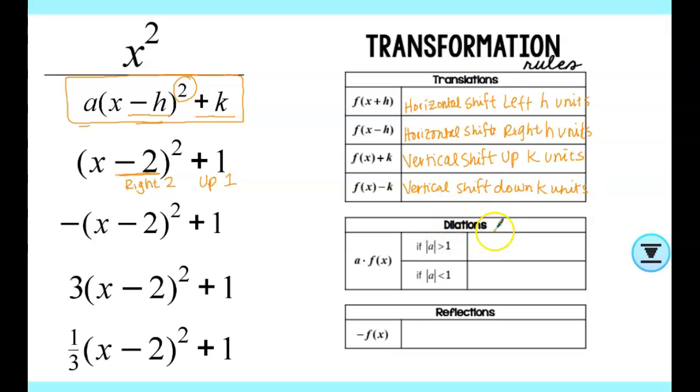Now, dilations we'll talk about a little bit later, but in general, if we have a number that's being multiplied out front, if a is greater than 1, then this is going to be a vertical stretch. And if a is less than 1, then it's going to be a vertical compression. And the last thing is if you have a negative sign out in front, like we do on this one right here, then that means that it's going to get reflected across the x-axis.